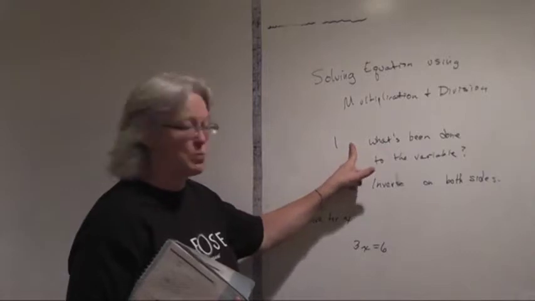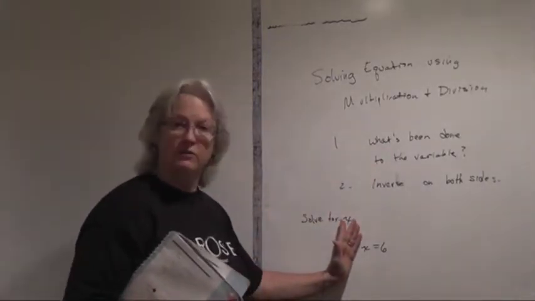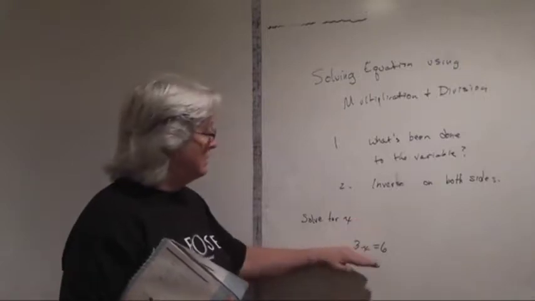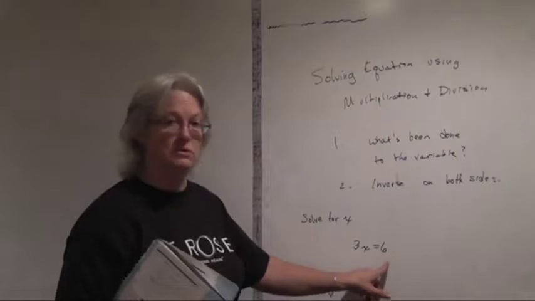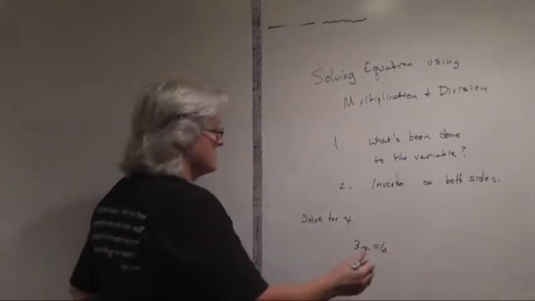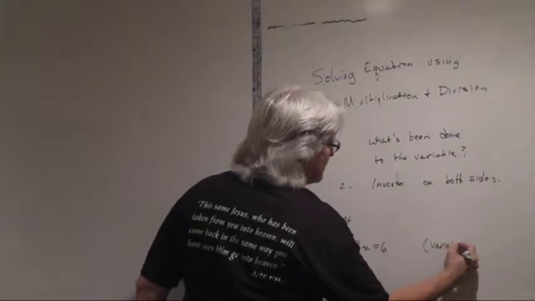First, what's it say? It says what's been done to the variable. You have the x all by itself to begin with. What did they do then? They multiplied it, 3 times x is equal to 6. So variable was multiplied by 3.